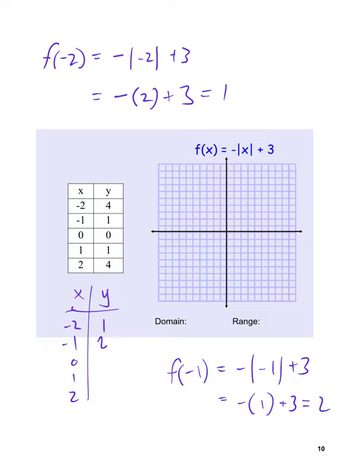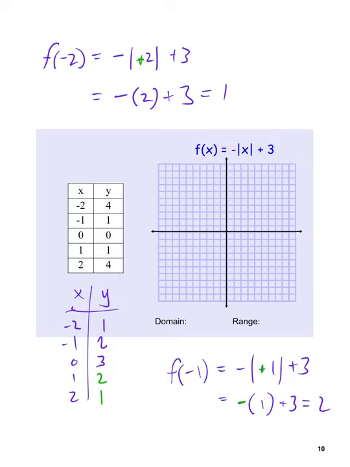And 0. If I put 0 into the equation, the absolute value of 0 is 0, negative 0 is 0, 0 plus 3 is 3. If I put 1, now this is where it gets a little unique. If I put 1 into the equation, the absolute value of 1 is 1. The negative up front still makes it a negative, so this goes back to 2. If I put 2 in there, the absolute value of 2 is still 2. Then the negative goes out in front, so it's negative 2 plus 3, which is 1.